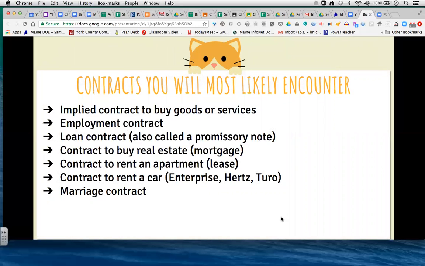There are many contracts that you will encounter in your life. Here are some examples of a few. Implied contract to buy goods or services, employment contract, a loan contract, also called a promissory note, a contract to buy real estate, such as a mortgage, a contract to rent an apartment, which is referred to as a lease, a contract to rent a car, and a marriage contract.